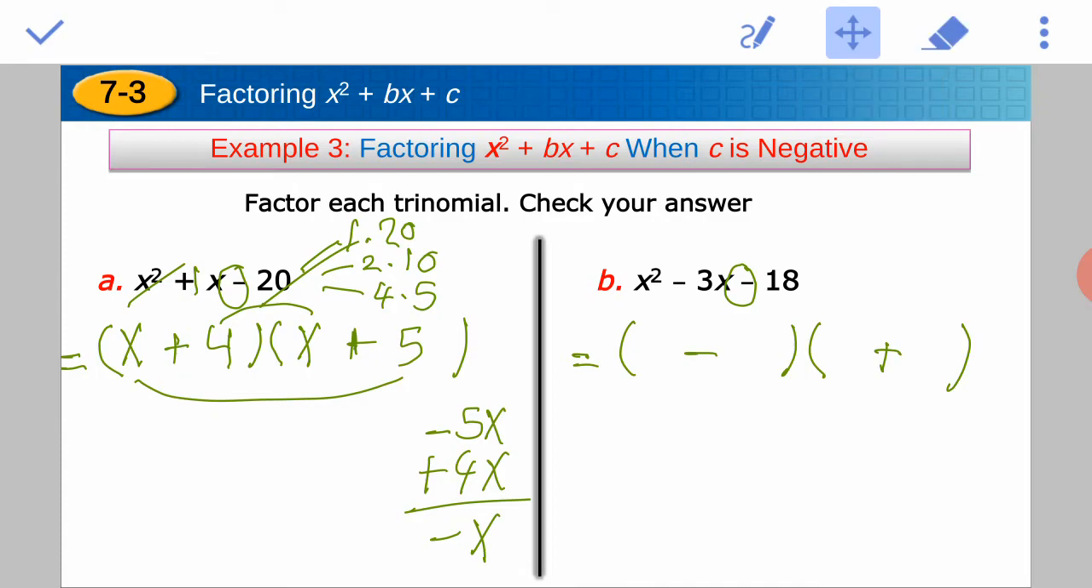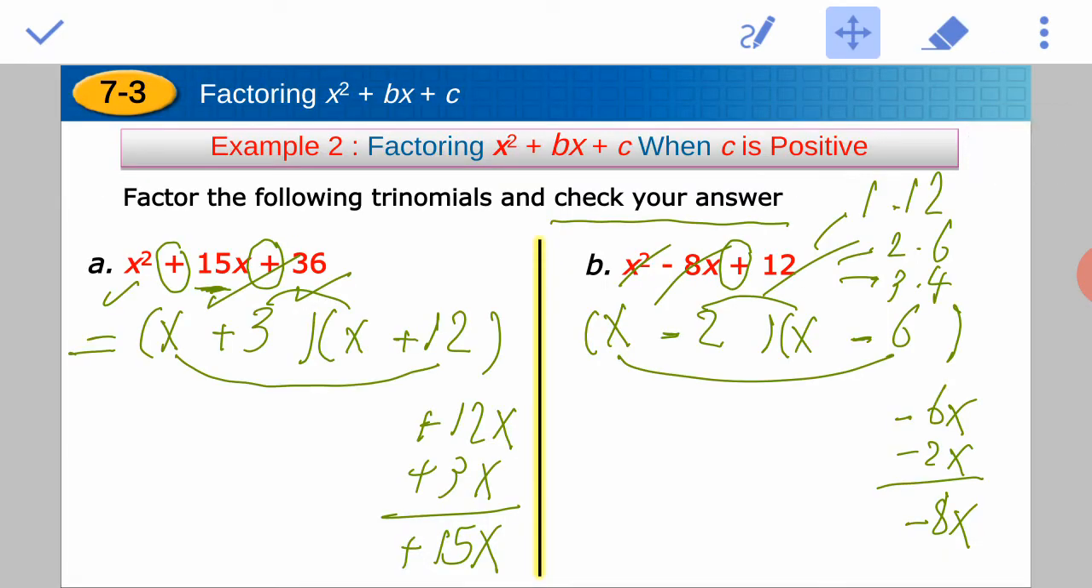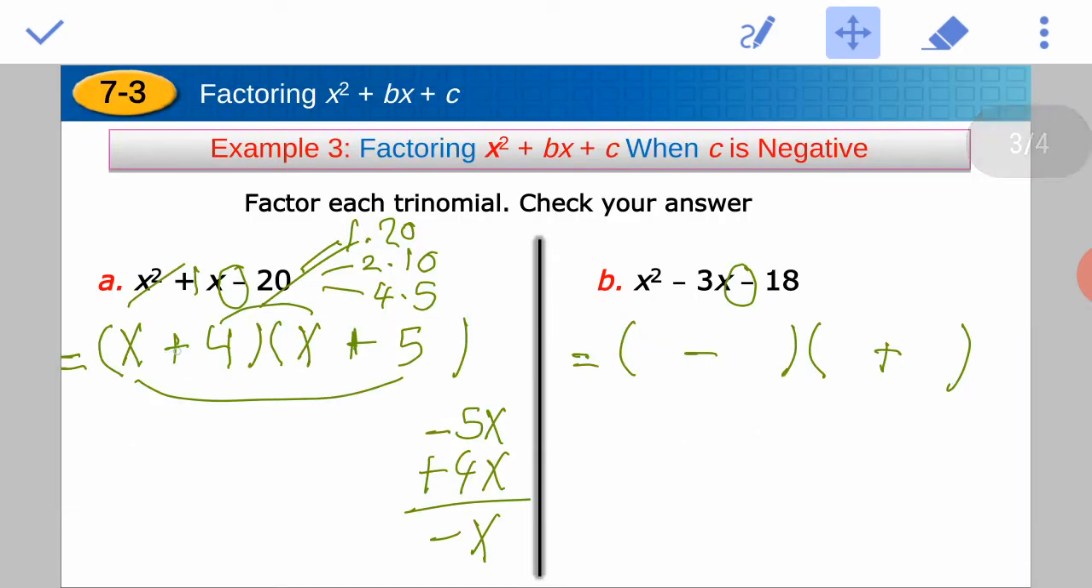I want to erase this one. It is not erasable, so let me make it just minus. So this one is going to be minus and this one is going to be plus. Now when I check the outer and the inner, x times plus 5 is plus 5x, and negative 4 times x gives me negative 4x. Plus 5x minus 4x is plus x. This is exactly the middle term. So even if you make a mistake, you can fix it.